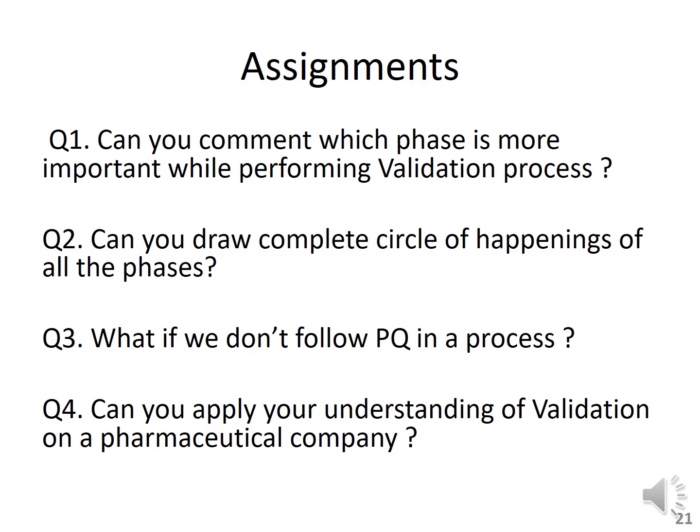Question 2 is, can you draw the complete circle of happenings of all the phases? I have given you 4 parts of the circle, and what you have to do is you have to pick up all the 4 parts and you have to arrange them in a circle, and you have to draw a complete circle of the happenings of all the phases. I think this is easy. I don't think there will be any difficulty in doing this.